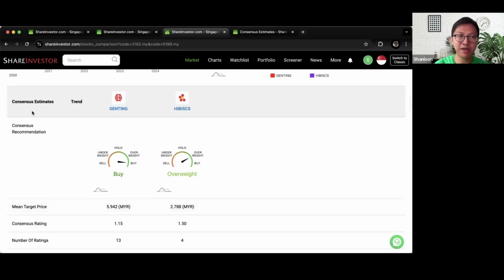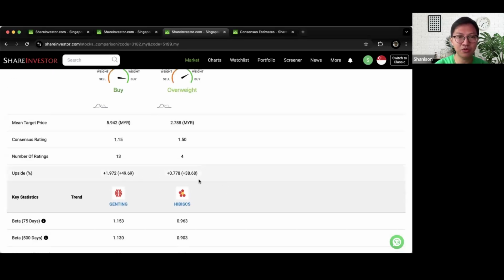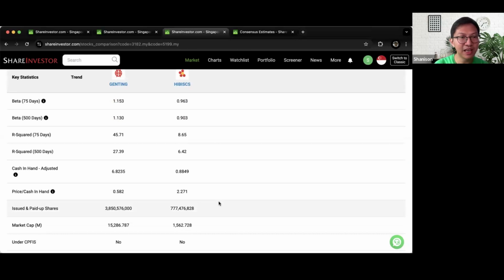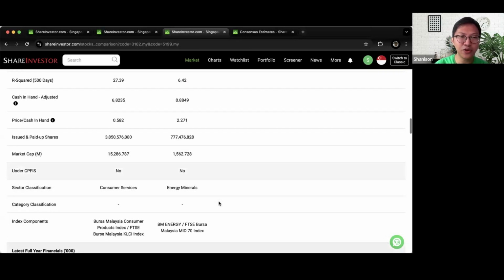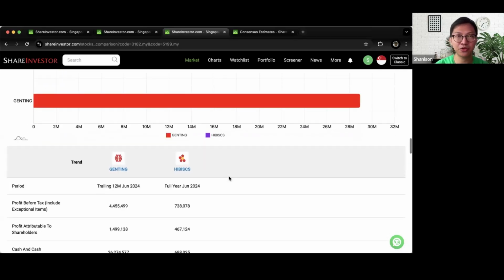And then the consensus estimate details for these two companies, and what the upside difference is between the two companies. And then some of those key ratios and financial results, all of this is available for you to do a more detailed analysis of a company.